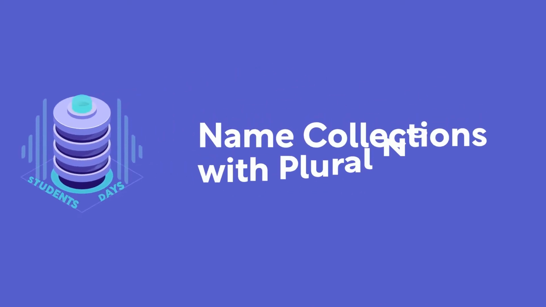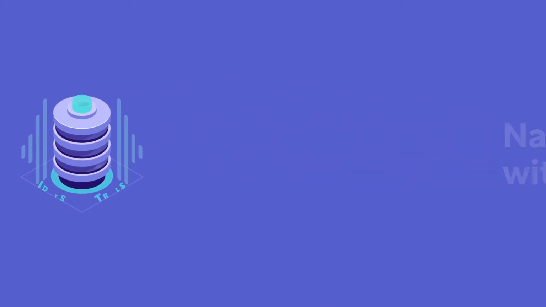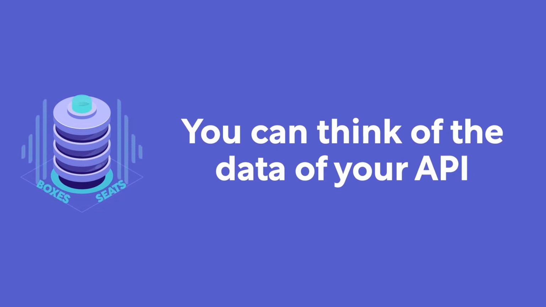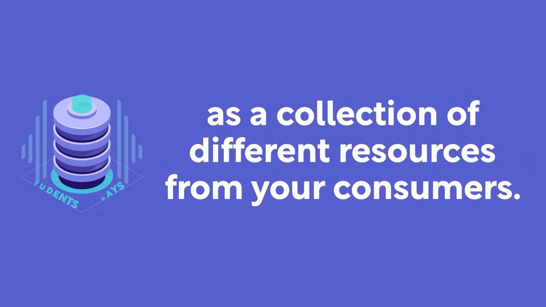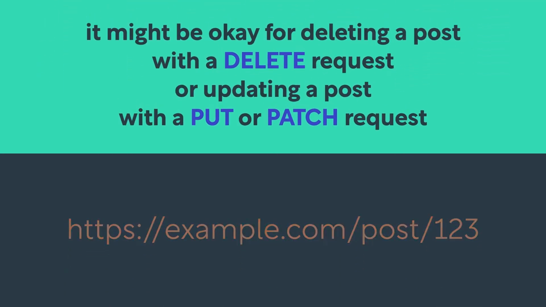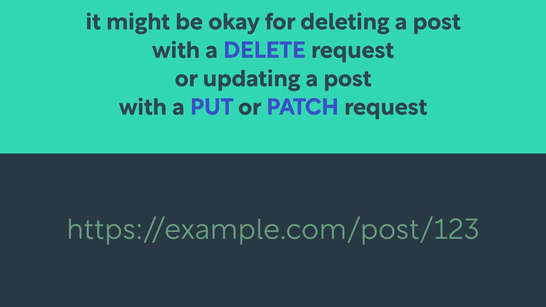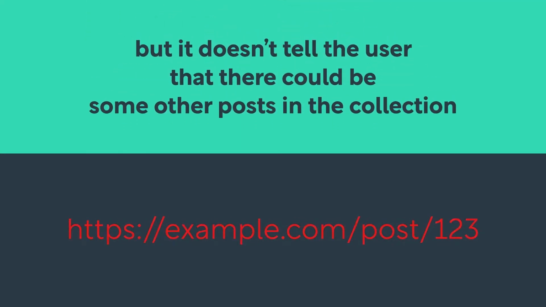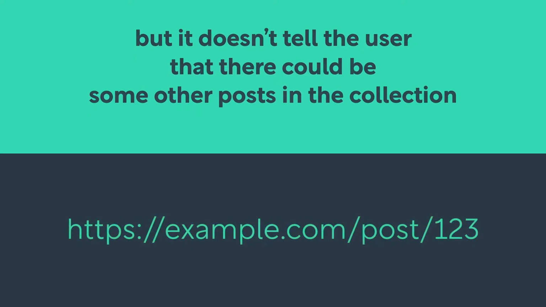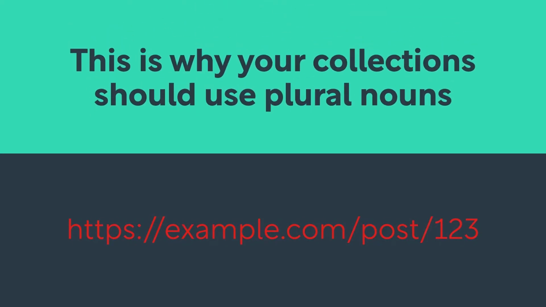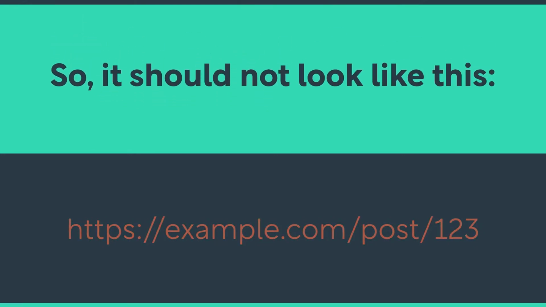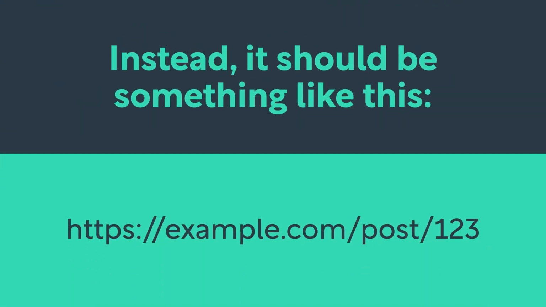3. Name collections with plural nouns. You can think of the data of your API as a collection of different resources from your consumers. If you have an endpoint like this, it might be okay for deleting a post with a DELETE request or updating a post with a PUT or PATCH request, but it doesn't tell the user that there could be some other posts in the collection. This is why your collections should use plural nouns. So, it should not look like this. Instead, it should be something like this.